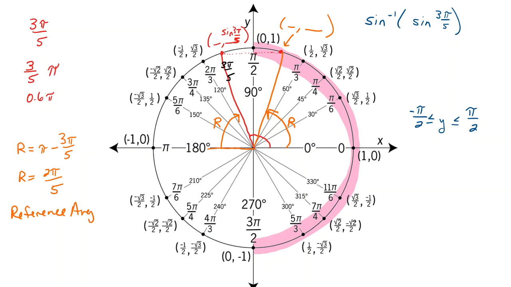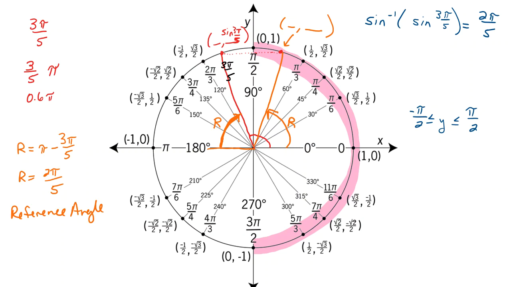Reference angle. This angle right here, if you take your given angle, which is 3 pi over 5, and see what angle the terminal side makes with the x-axis. Now sometimes that's going to be the negative x-axis, sometimes it's going to be the positive x-axis. That's called your reference angle. And the sine of that reference angle will be the same as the sine of the angle that you're given. All right, so the answer to our question then is 2 pi over 5.